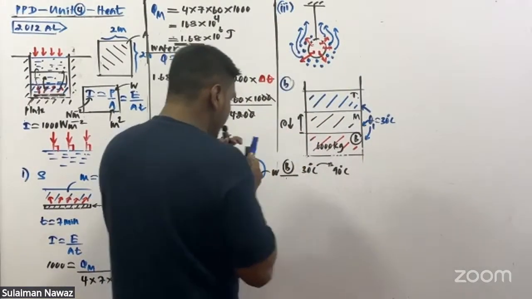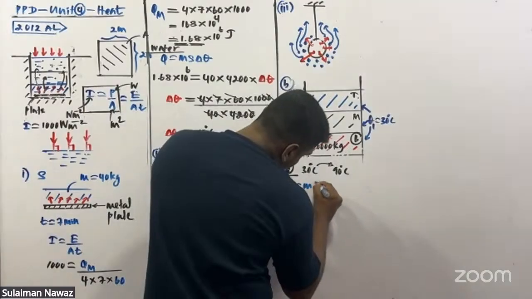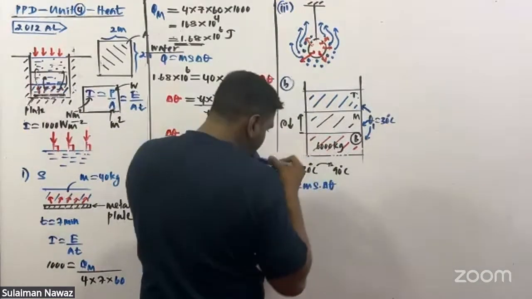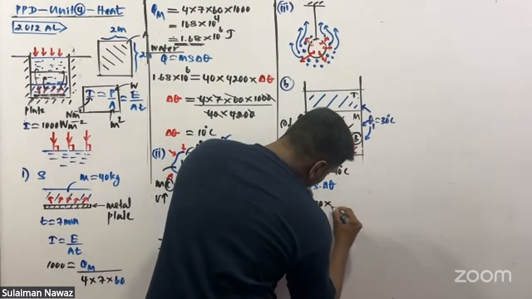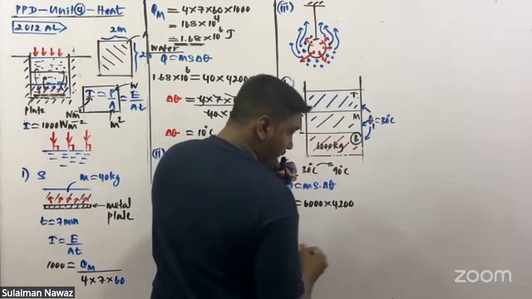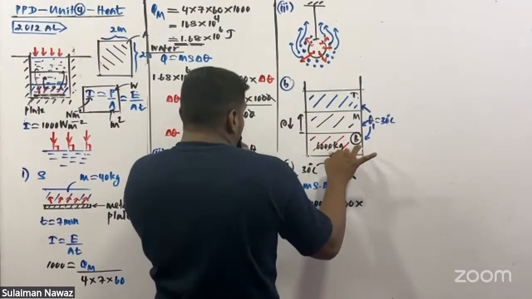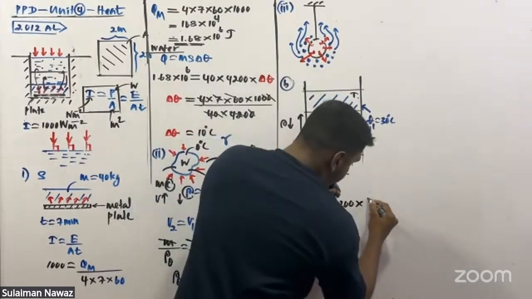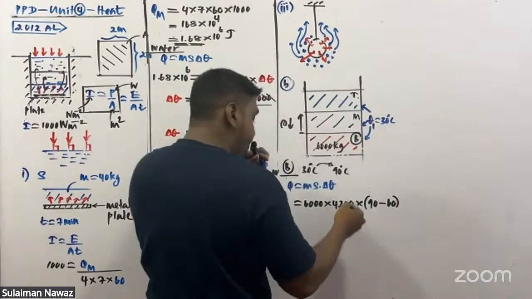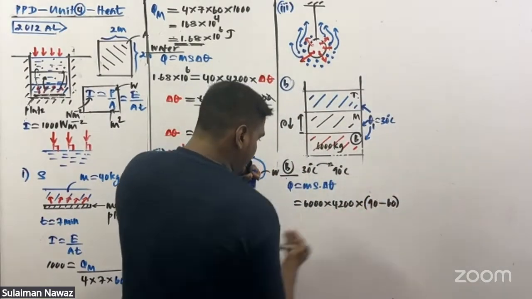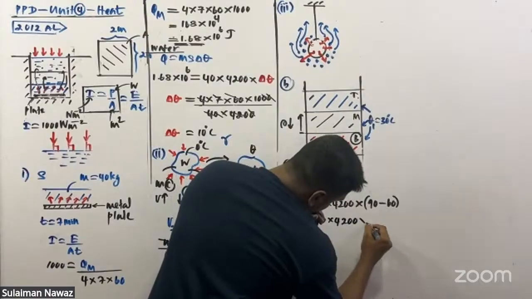We can apply the equation Q equals m c delta theta. The mass of the bottom water layer is 6,000 kilograms. The specific heat capacity of water is 4,200. The temperature difference is the final temperature 90 minus the initial temperature 30, which is 60. When you simplify this, you will get the amount of heat absorbed by the bottom water layer.